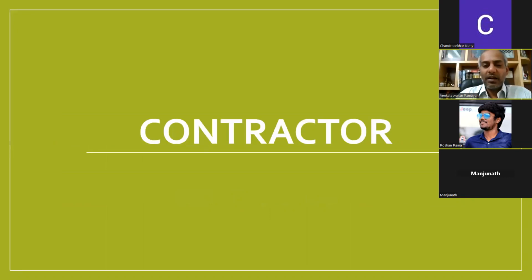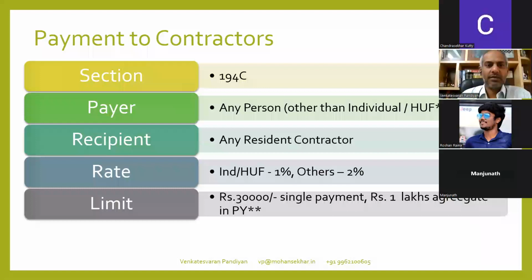The next one, and a very important section, is the payment to contractors, particularly for businesses in and around Hosur. Many of them would come under this category, either as a recipient or a payer to contractors. So the section that deals with payment to contractors is section 194C.